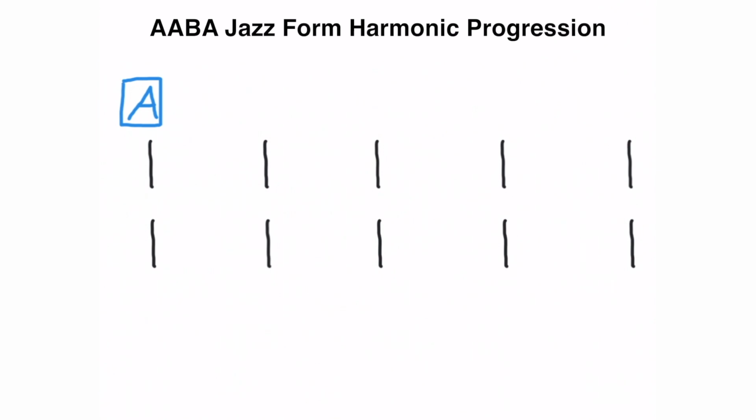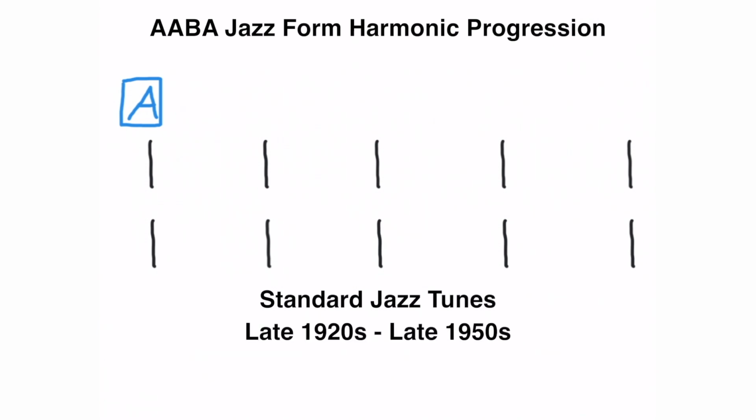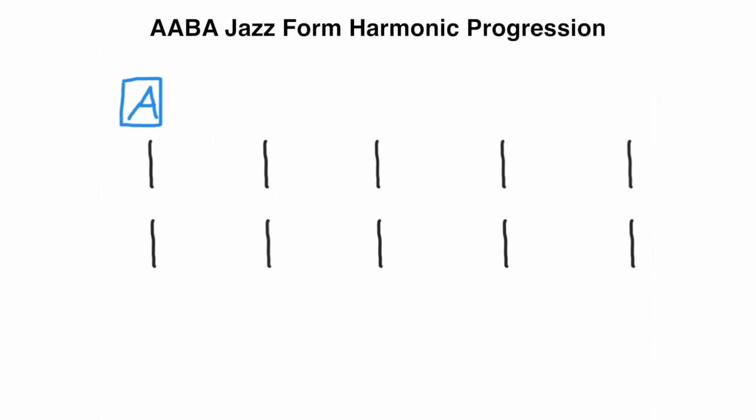Now, as we work through this example, we'll talk about a number of the common features that are found in standard jazz tunes starting in about the late 1920s through most of the 1950s, what is often referred to as tonal jazz. The majority of jazz tunes that are in the 32-bar AABA jazz form are in a single key but use a number of chromatic chords. So sometimes they appear to modulate. For our example, we'll stay in the key of C major.